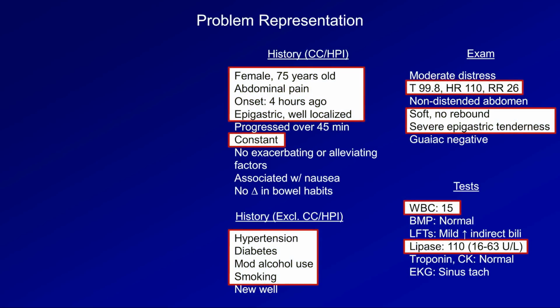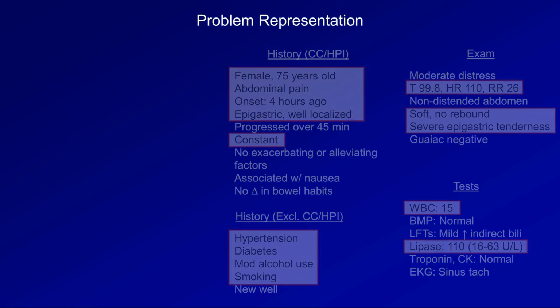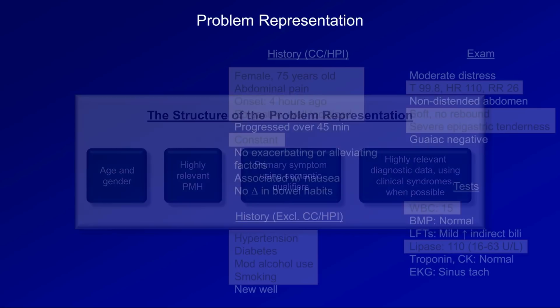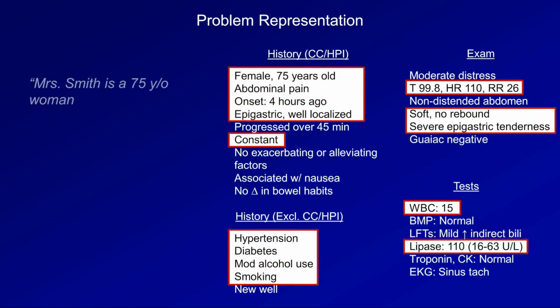And to quickly review the structure of the problem representation, which as noted in part 1 of this video is also sometimes referred to as the summary statement or the impression. The problem representation starts with the age and gender, then the highly relevant past medical history, then the primary symptom using semantic qualifiers, and ending with the highly relevant diagnostic data using clinical syndromes when possible. So for this patient, we would start with Mrs. Smith is a 75-year-old woman.